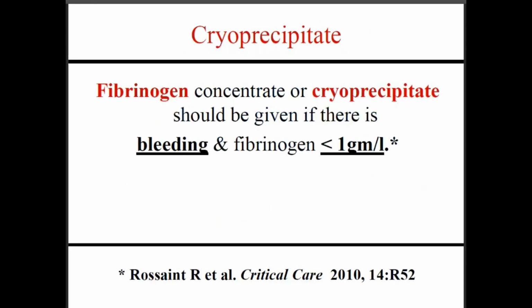Okay. What is cryoprecipitate? Cryoprecipitate is very important as a source of fibrinogen. So it is a clotting factor that you need to know about. And it should be given if there is bleeding and the fibrinogen is less than 1 gram per liter.